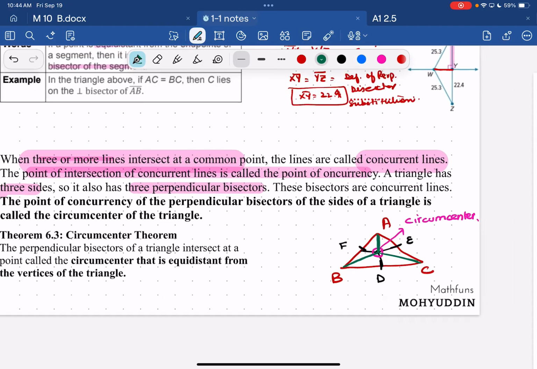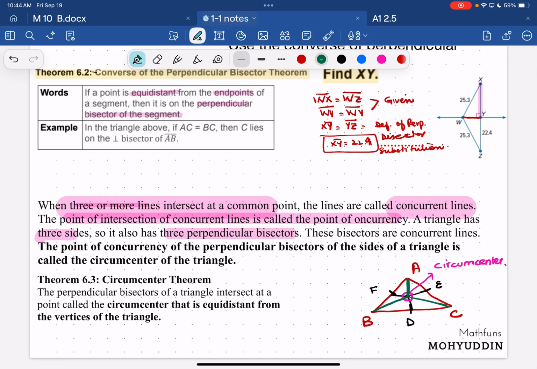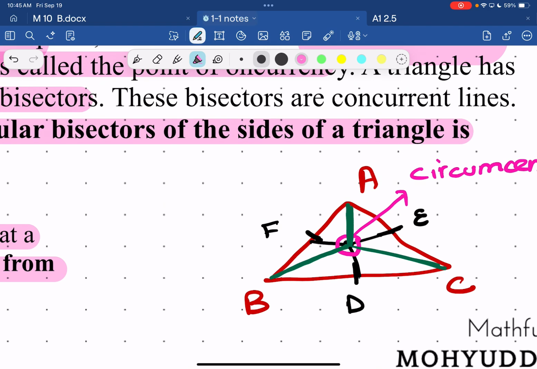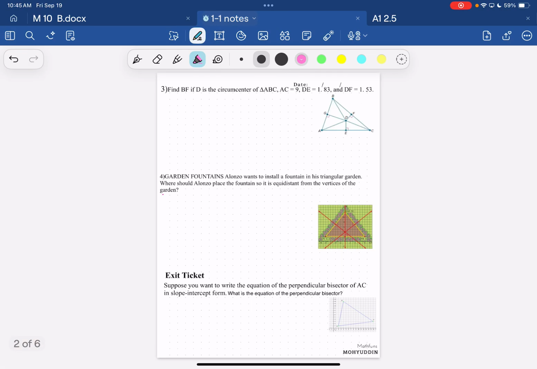Okay, so let's read it. The perpendicular bisectors are concurrent lines. The point of concurrency of the perpendicular bisectors of a triangle is called the circumcenter of the triangle. And the perpendicular bisectors of a triangle intersect at a point called the circumcenter that is equidistant from the vertices. And you can all see that it will be equidistant from all the vertices. Good? Say good. Good. Very good.